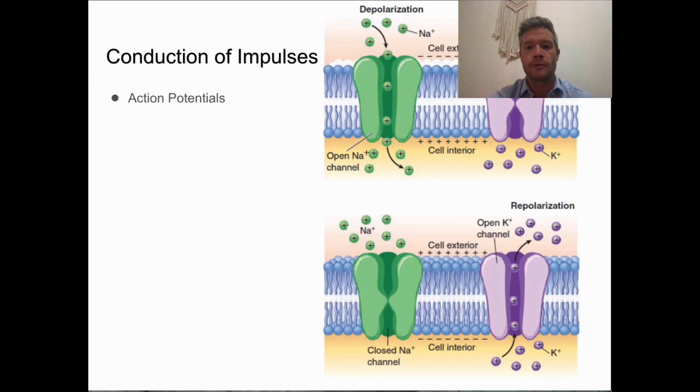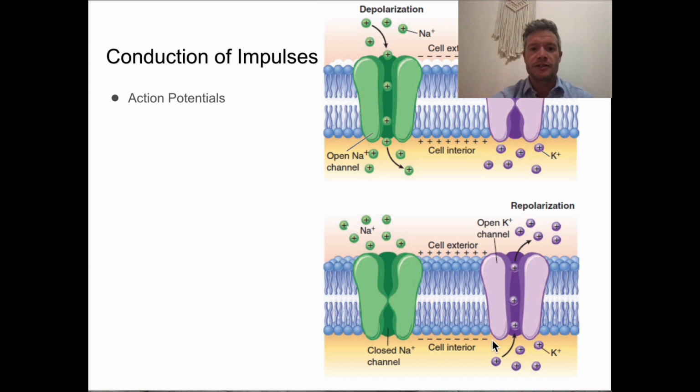Now, why does that matter? Well, it is exclusively the exchange of those two ions, sodium and potassium, between either side of a neuron's cell membrane that allows an electrical signal to be conducted, or an action potential, as we call it, to be sent down as a signal through the cell.